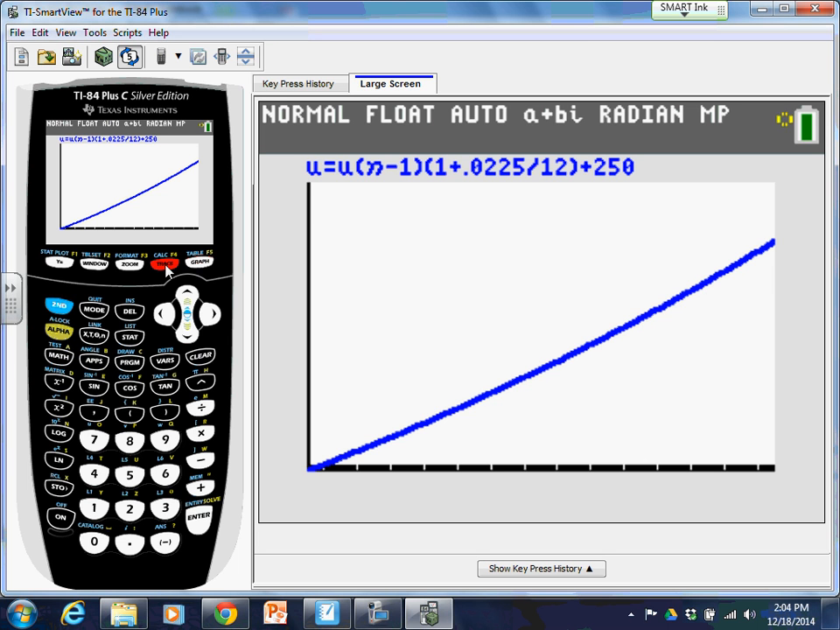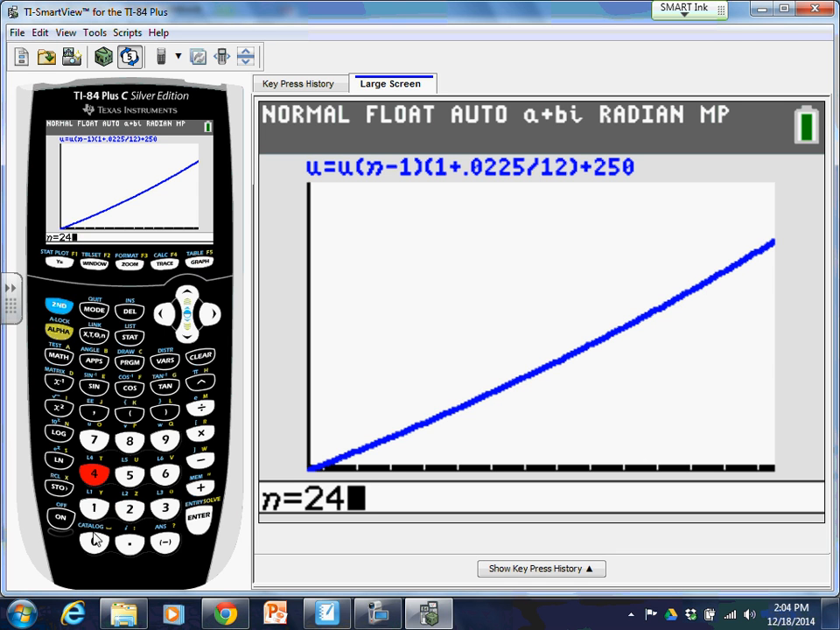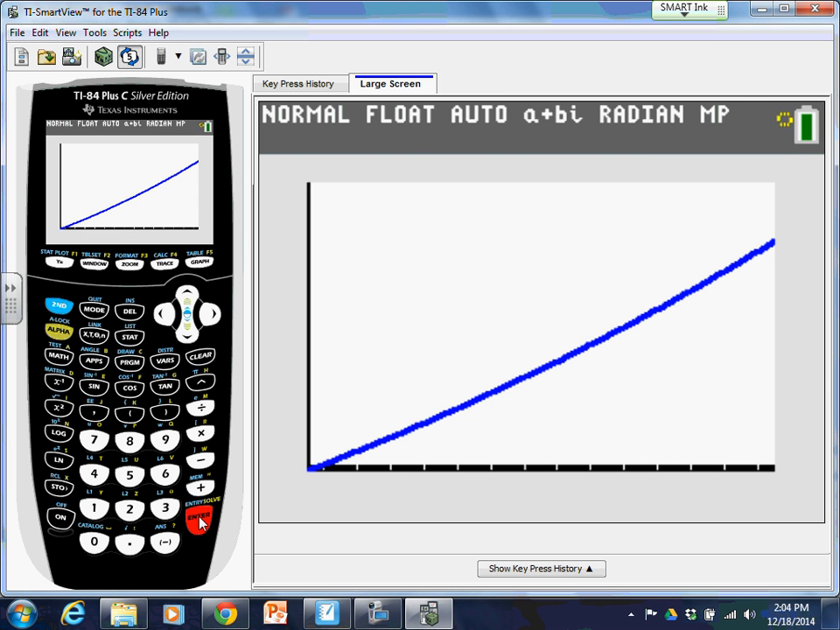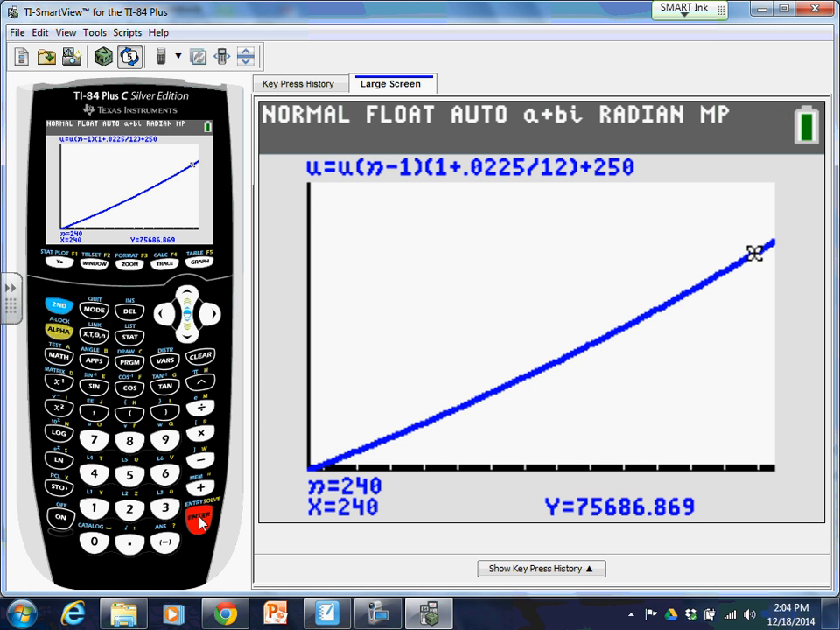Okay, so if I just hit trace and type in the X value you want, so the number of months, 240, it's going to be a lot quicker to get you the value. Still takes a second, but there it is, around 75,686. Okay, so that's one way to do it. Let me just show you guys with the formula we can get the same answer, because again, it's an option if you want to do it either way.